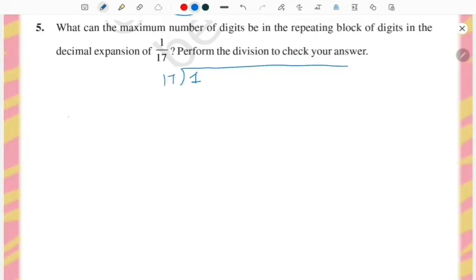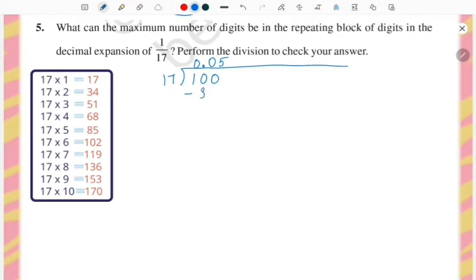1 by 17. One here, 1 doesn't come, so let's put a decimal here. This becomes 10, 0, because 10 doesn't come in the table of 17. We add another 0, we have 17 5s are 85. The remainder would be 15.